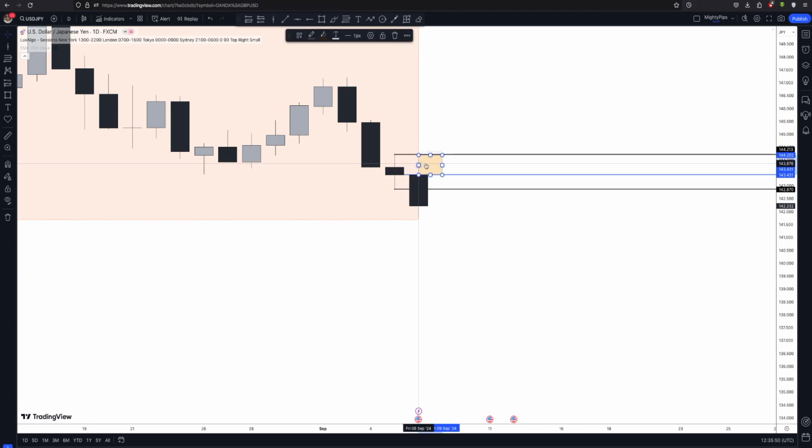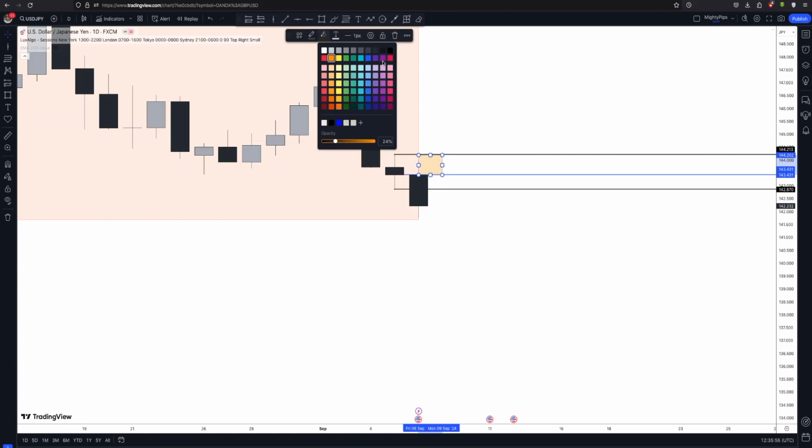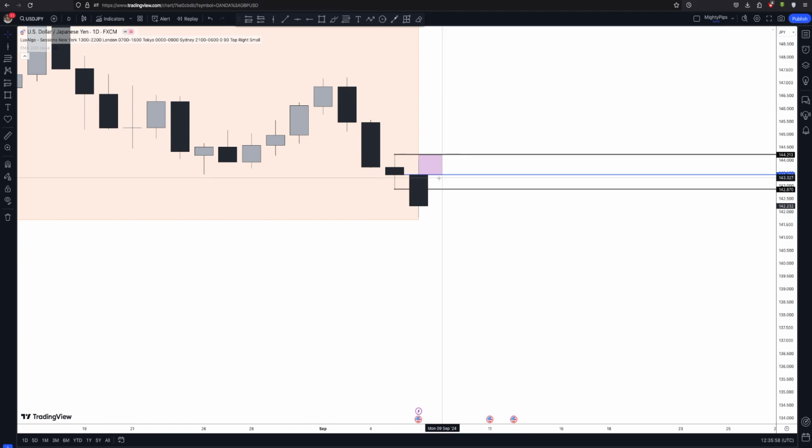Let me just move this forward. So that area, I've marked it yellow. Let me just make it a better color, let's make it purple like last time. So this is the area where you want to look for your selling opportunities around this area here.